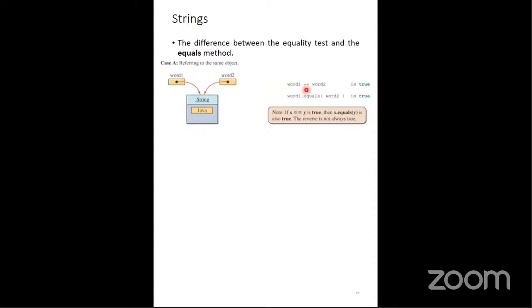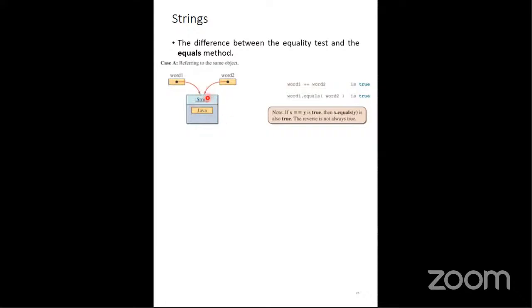What if I use the equality operator? Word 1 double equal to word 2. Will it return true? Yes, it will return true. Why will it return true? Because word 1 has this address, and word 2 also has the same address. Because this object is referred to by two different reference variables, the content of these reference variables is the same. Why is it the same? Because they are referring to the same string object.